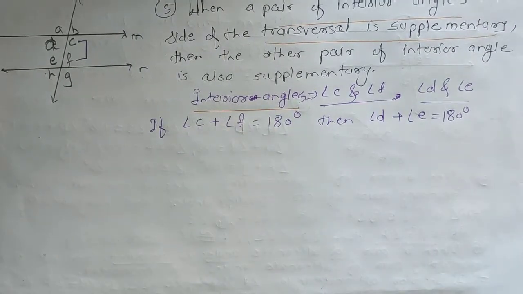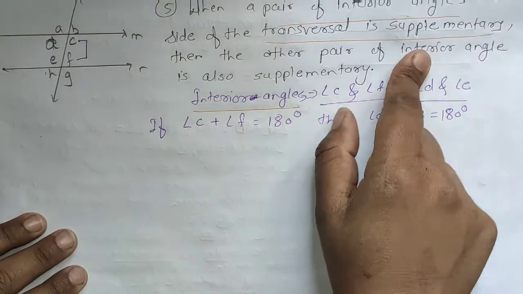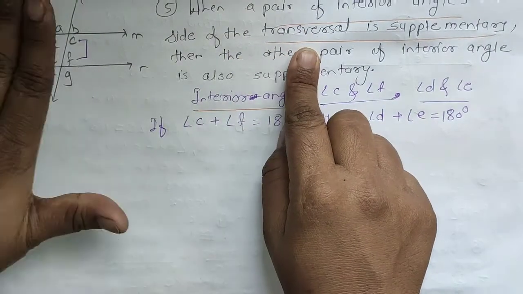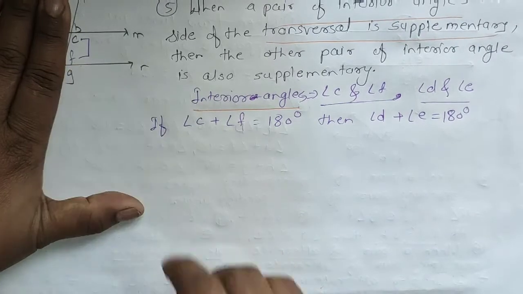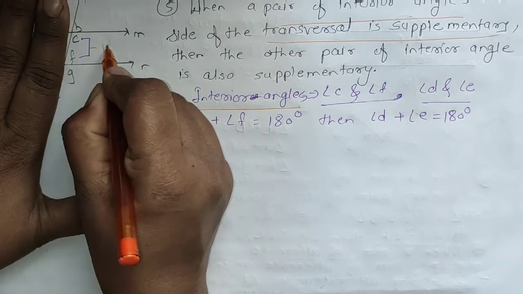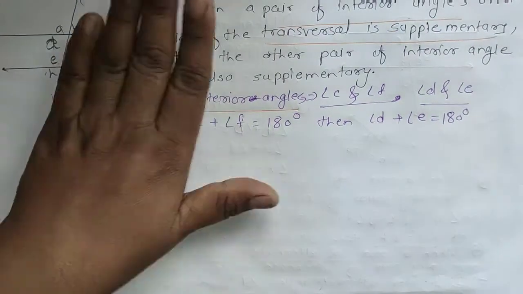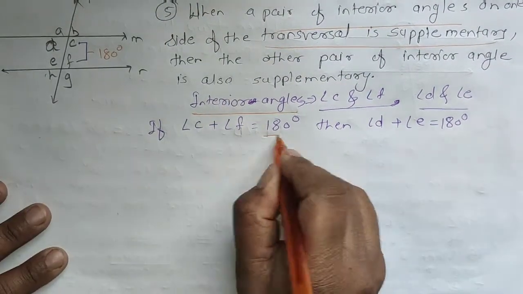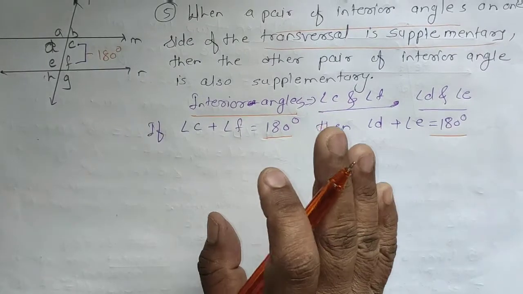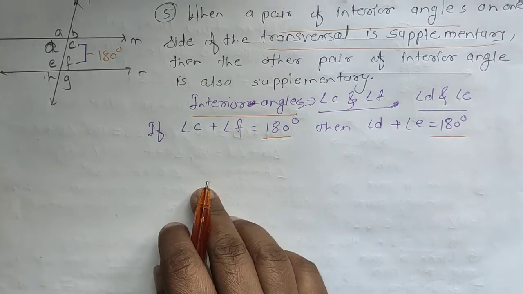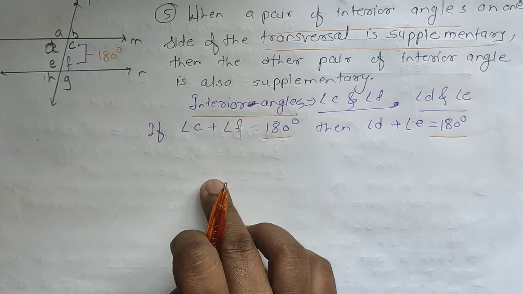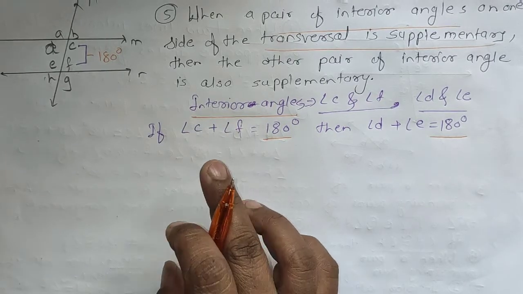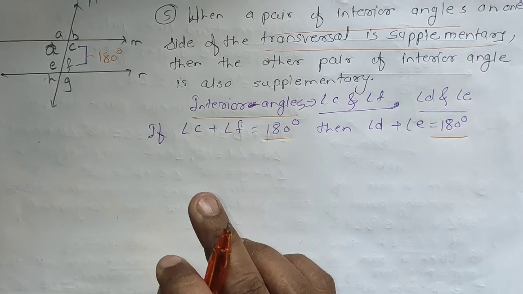And then we saw the last property, the interior angles property. In this property we said that when a pair of interior angles on one side of the transversal sums to 180 degrees, then the angles on the other side of the transversal also sum to 180. So these are the properties we studied today, and you have to make them perfect because we use these properties at the time of theorems.